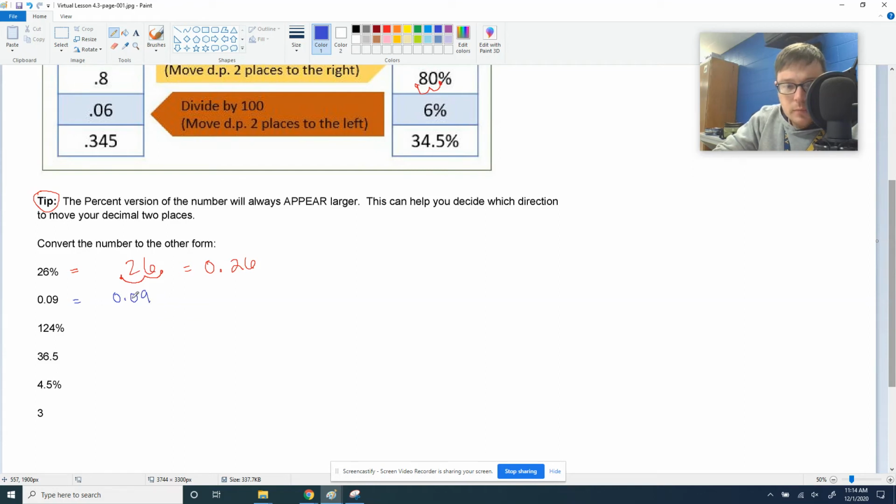So we can use that little tip for all of these. 0.09 is in decimal form. The percentage form should look bigger. So that's a decimal move to the right to make it look bigger. If I moved it to the left, it would get smaller and smaller, right? So we move it over here. This is the same as 9%.